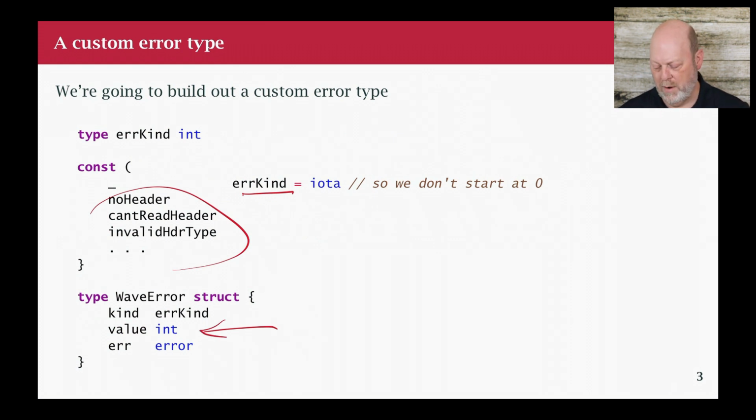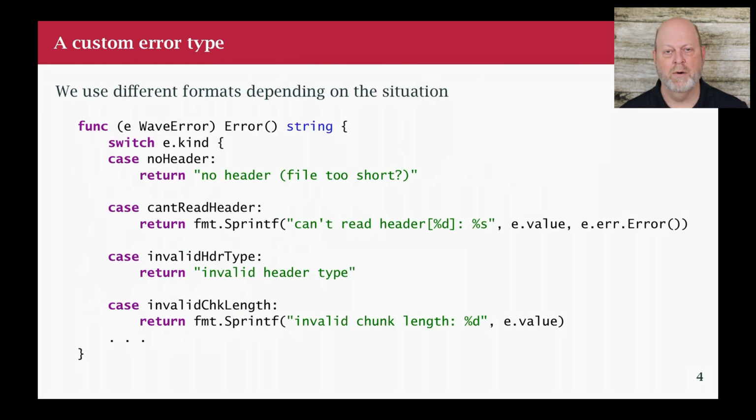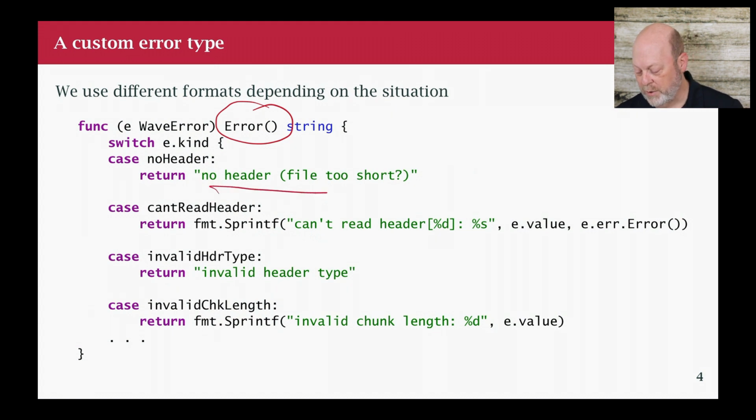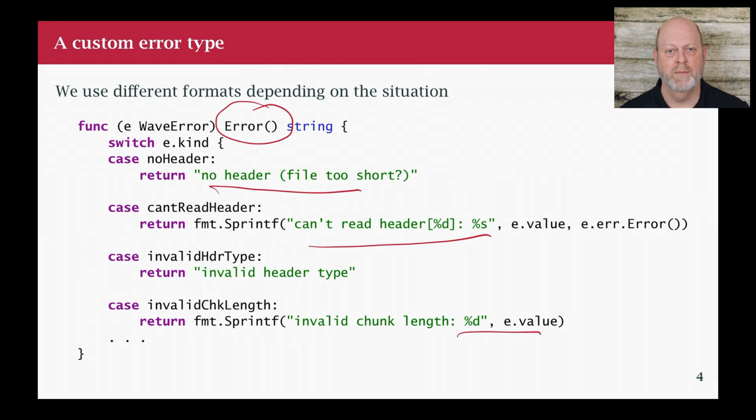Now, WaveError is going to be an error because it's going to implement the Error method. In this case, it's a little more sophisticated because I've got different kinds of errors, and some of them may have an underlying error, or some of them may have this value that I'm going to use in different ways. So my Error method is actually a switch statement that looks at the different tags and does different things. It could be a case where it's just a plain message. It could be a case where I use both of those values, or maybe just one of the values that's embedded in my error structure type, the concrete WaveError, that represents an error.